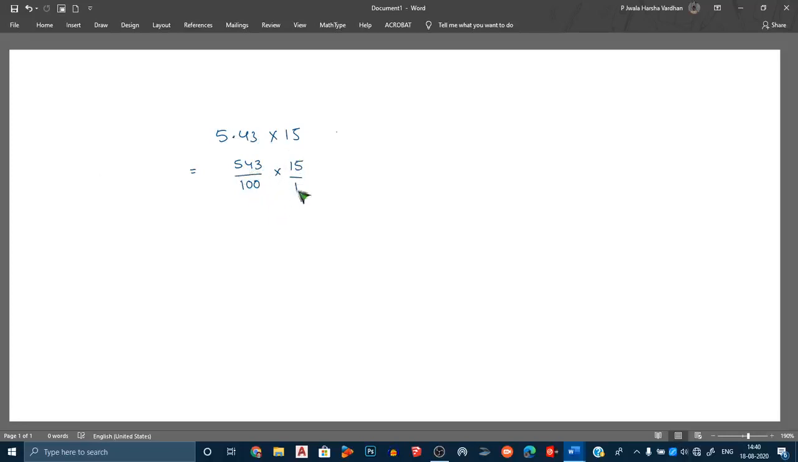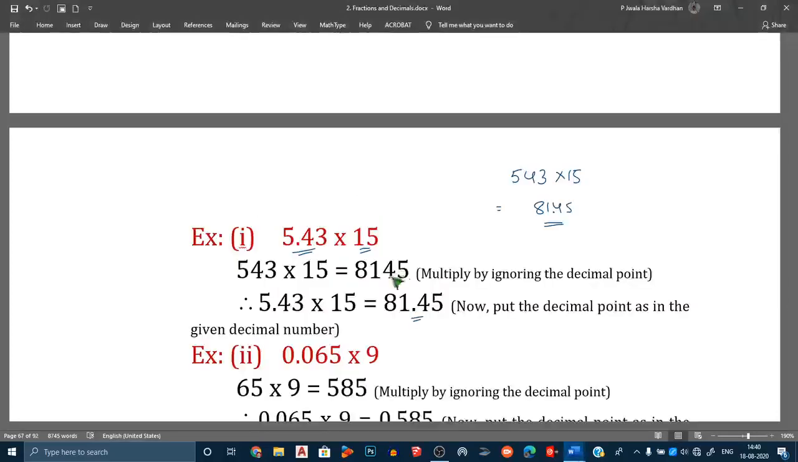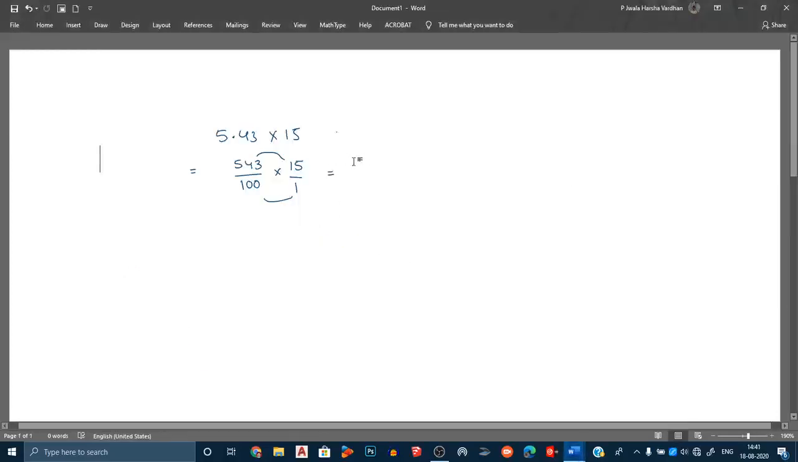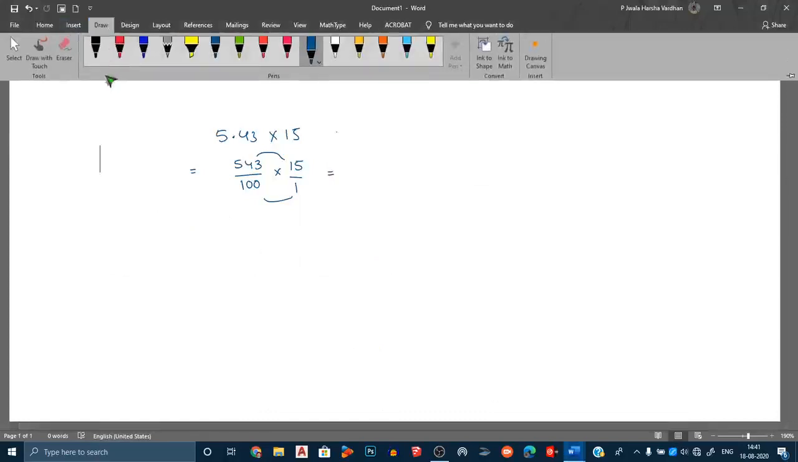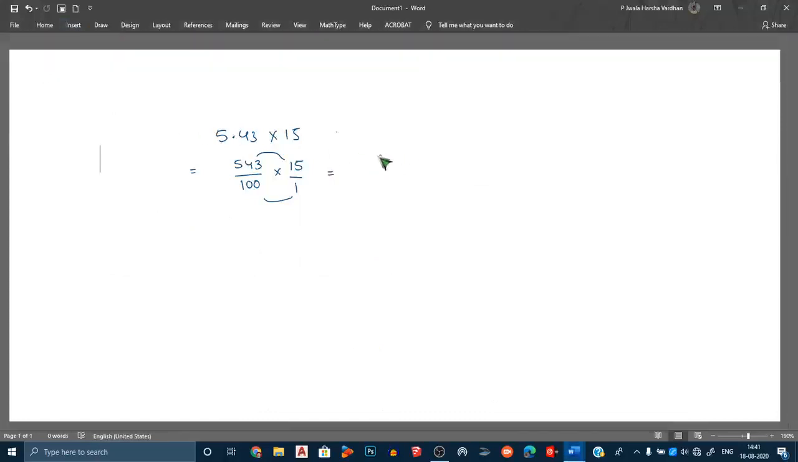So now this is the multiplication of two fractions. Multiply numerator into numerator and denominator into denominator. What is the numerator value? 8145. Okay, 8145. Write 8145 by 100; ones are 100.